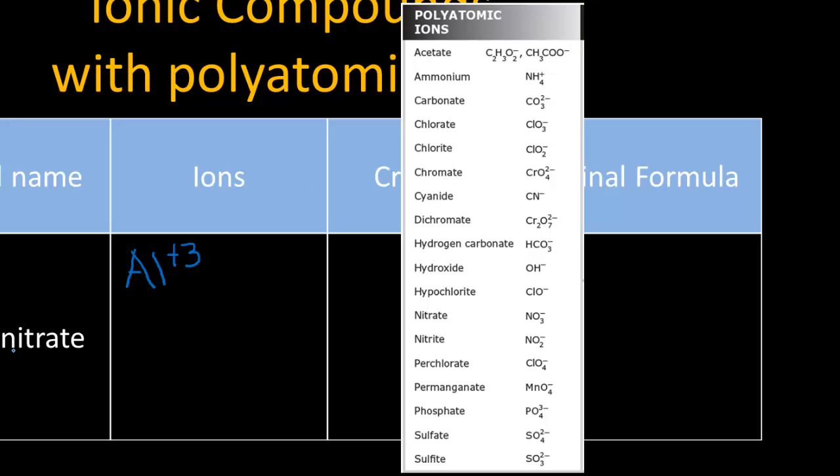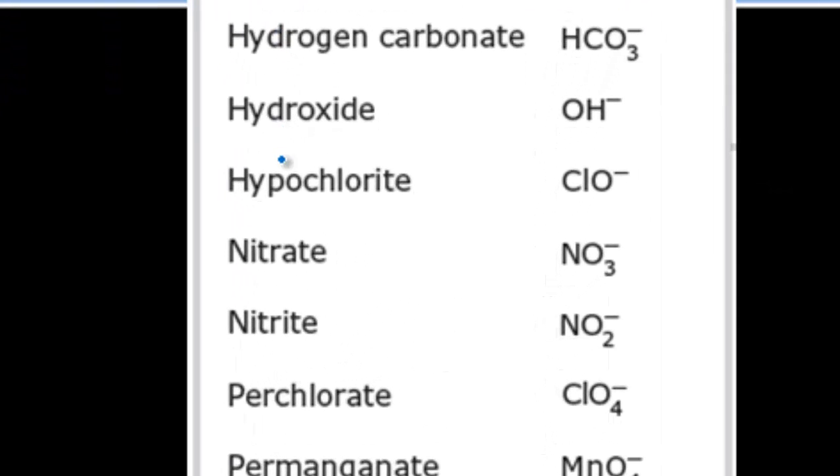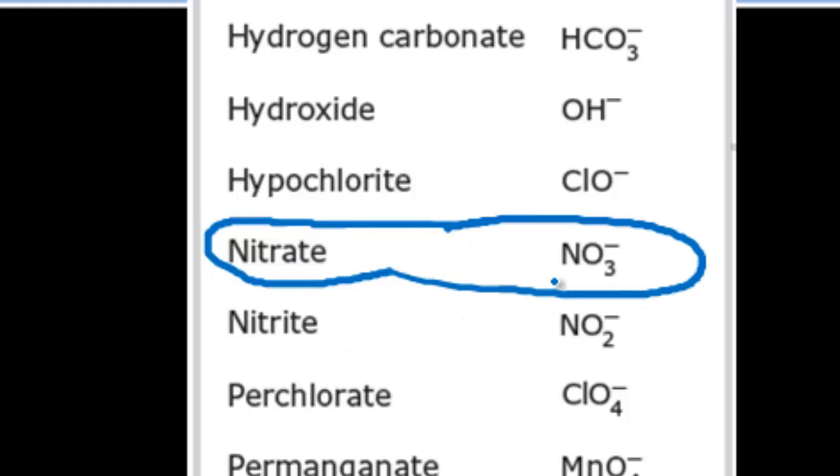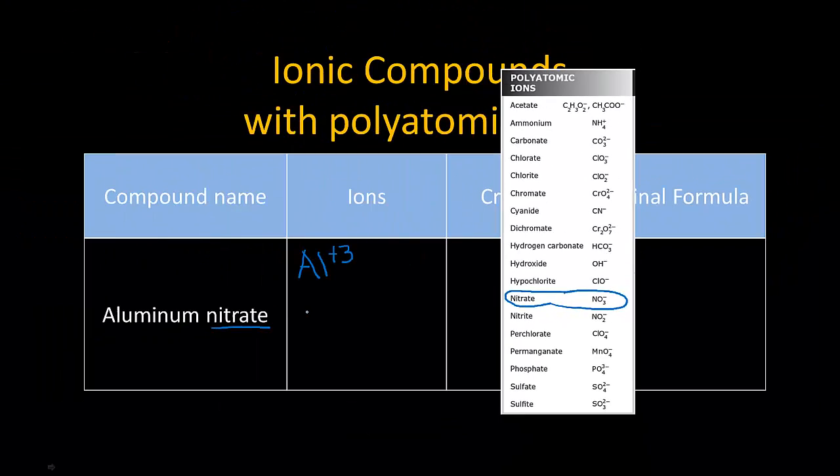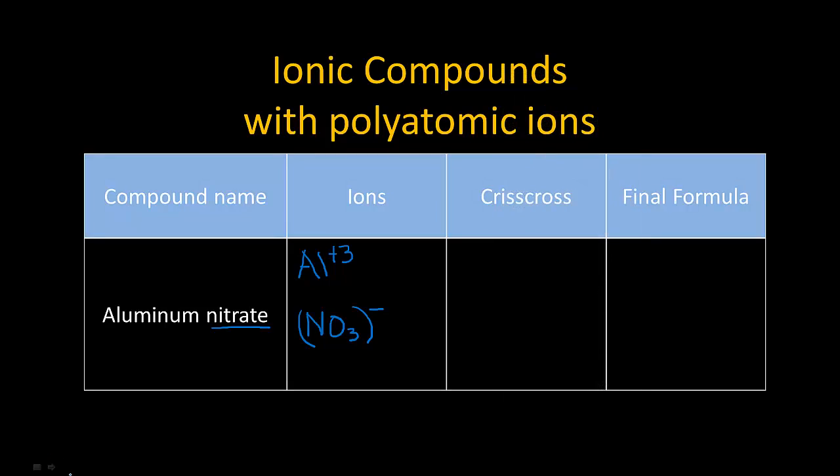Okay, we're going to look for nitrate. So let's go down here and look, and you will find nitrate right here. It is NO3 minus. So it is all of these atoms: 1 nitrogen, 3 oxygens, and the entire thing has a -1 charge.